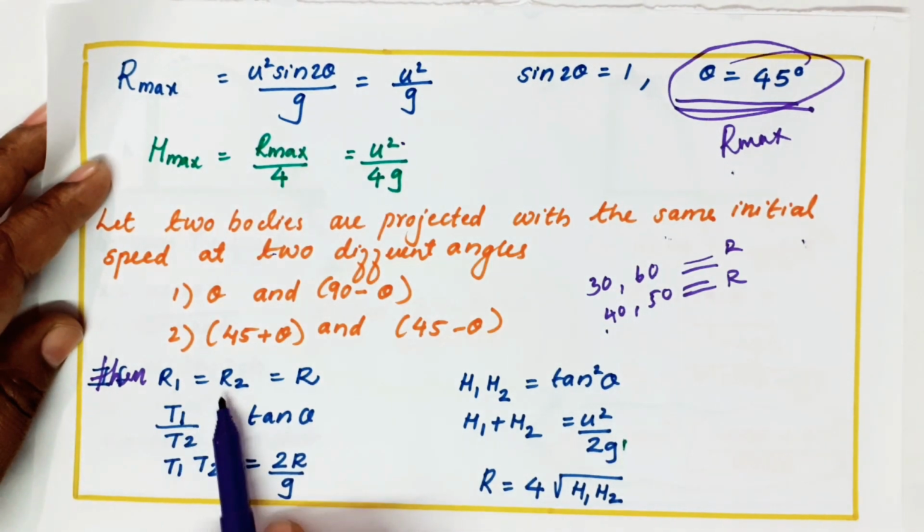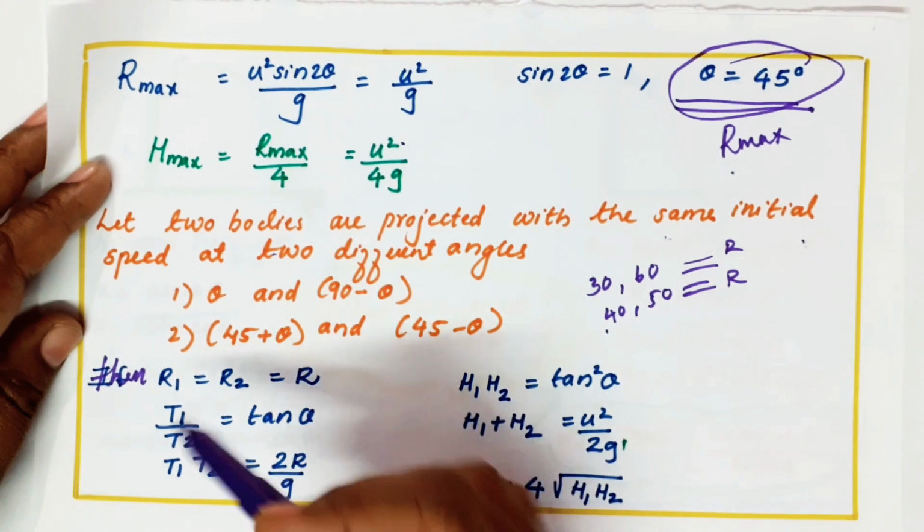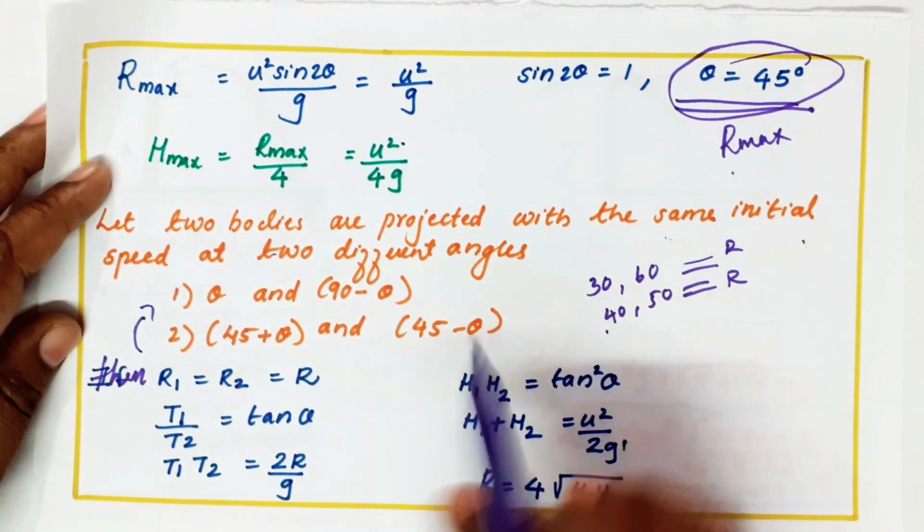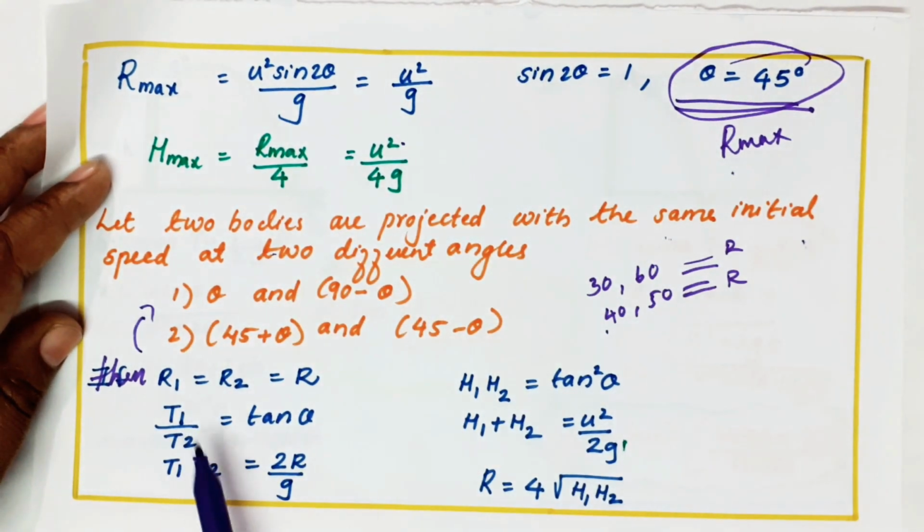If R1 and R2 are same, in the above situation, therefore what is T1 by T2? It will be equal to tan theta. What is T1 into T2? That should be equal to 2R by g. What is H1 into H2? That should be equal to tan square theta. What is H1 plus H2? U square by 2g. What is range R? R equals 4 root over H1 H2.